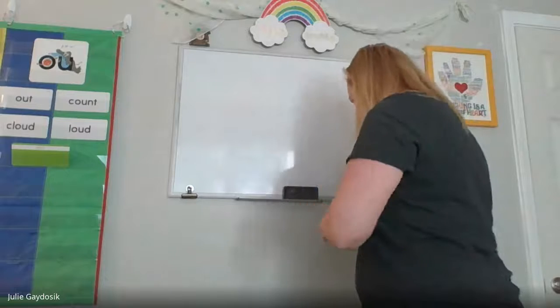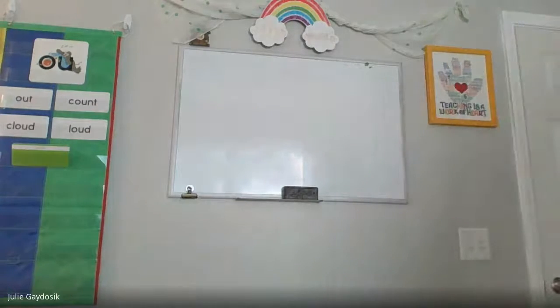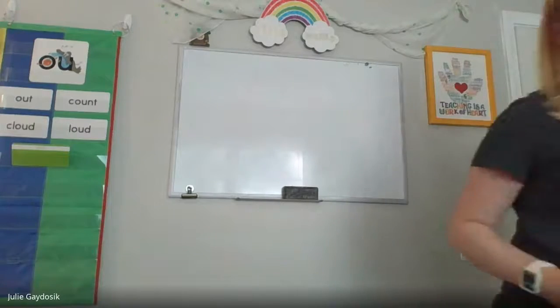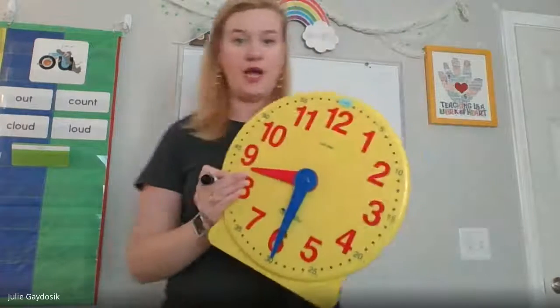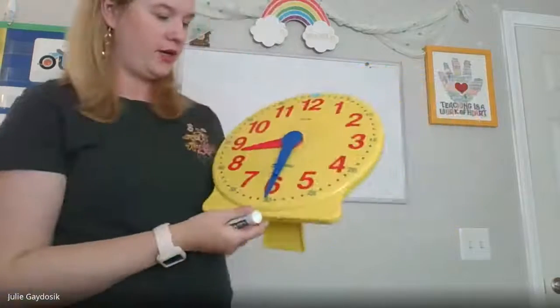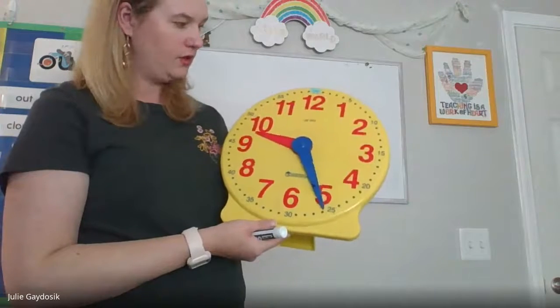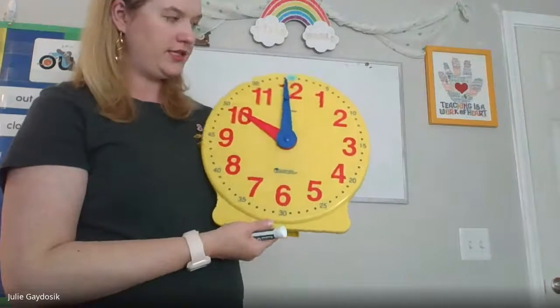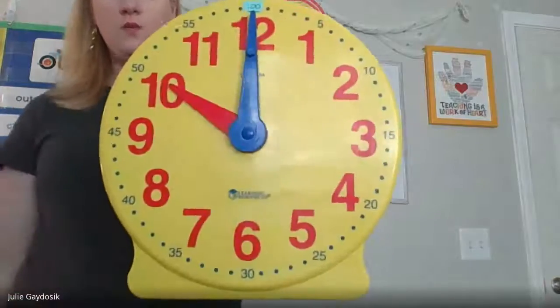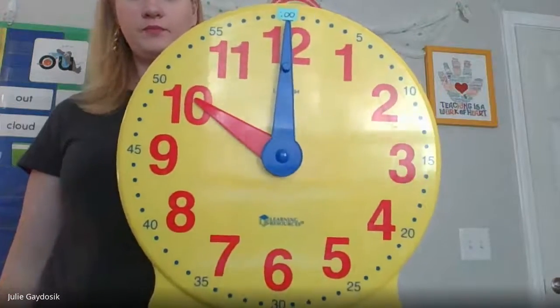Okay. Next one, what we're going to do is I'm going to show you some times on an analog clock, and then you are going to write the digital time. So make sure that you pause me so you're not like, oh, Mrs. Cooper, you're going too fast. Let's do this time first. What time is this in digital form?